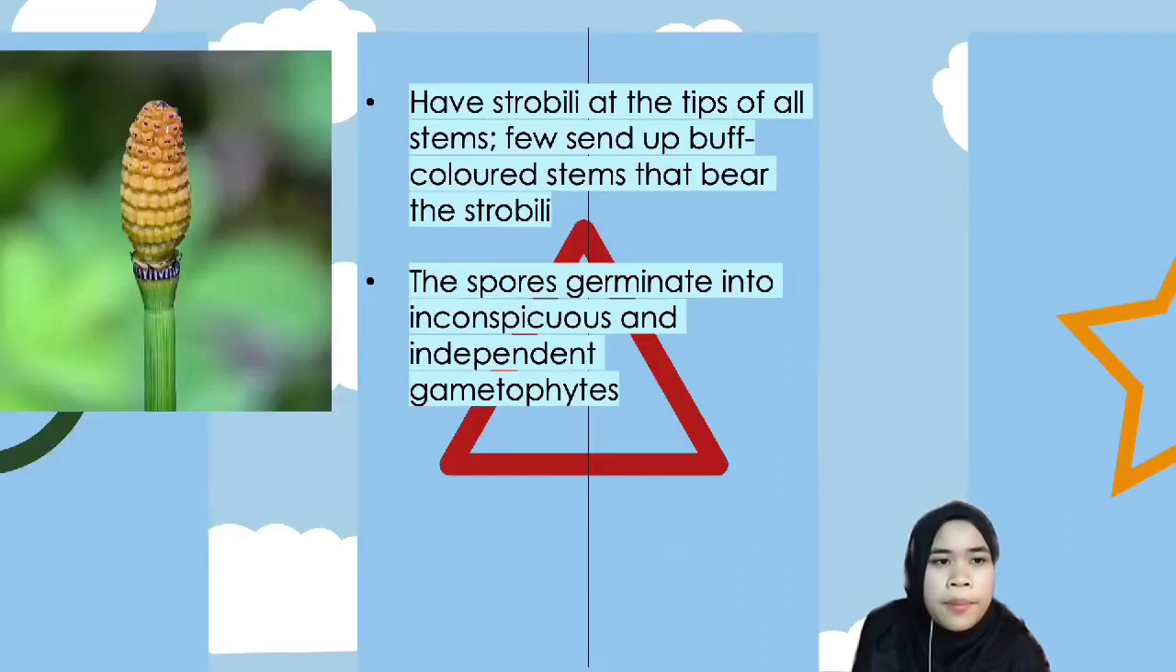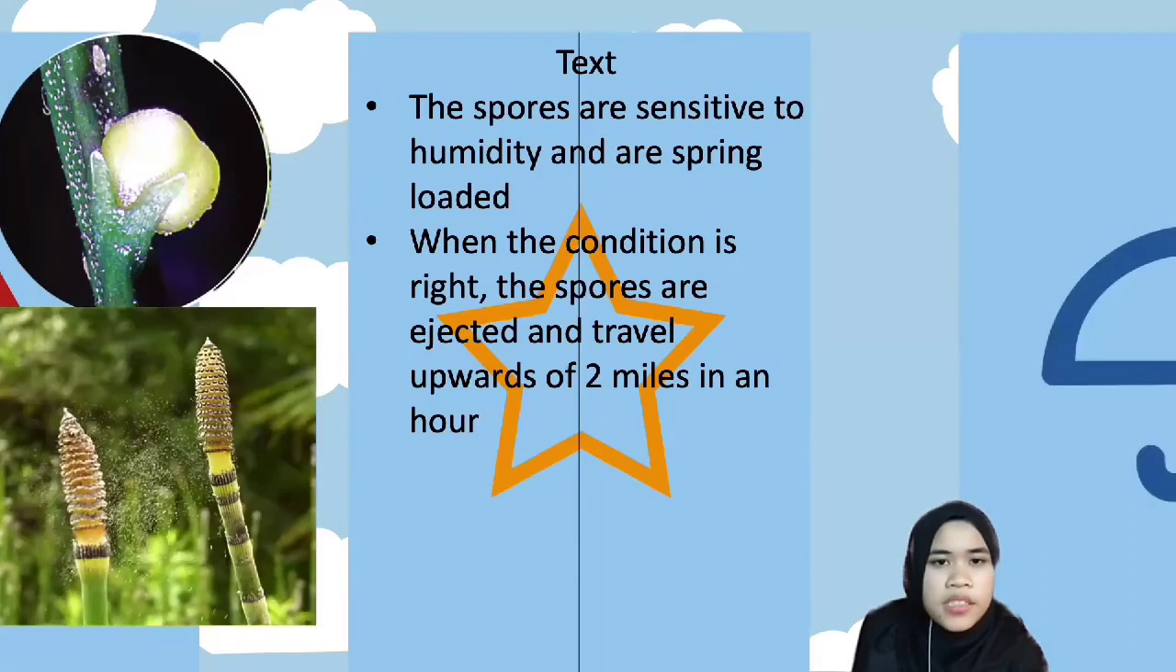Next, horsetails have strobili at the tips of stems. This is the strobili, and a few upright buff-colored stems bear the strobili. The spores germinate into inconspicuous and independent gametophytes. Next, the spores are sensitive to humidity and are spring-loaded. This is the spring load. When the conditions are right, the spores are ejected and travel upward of 2 miles an hour.